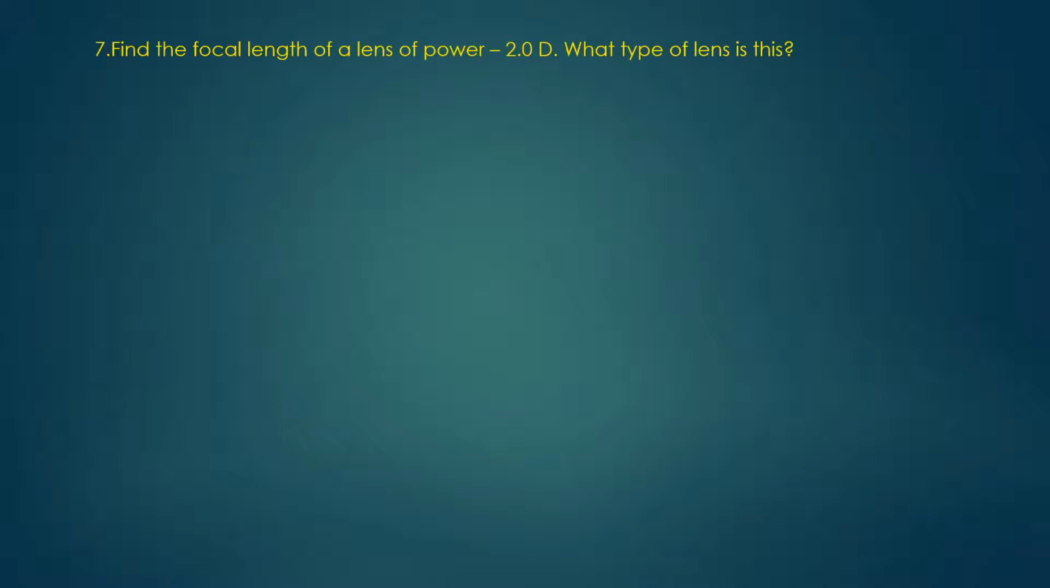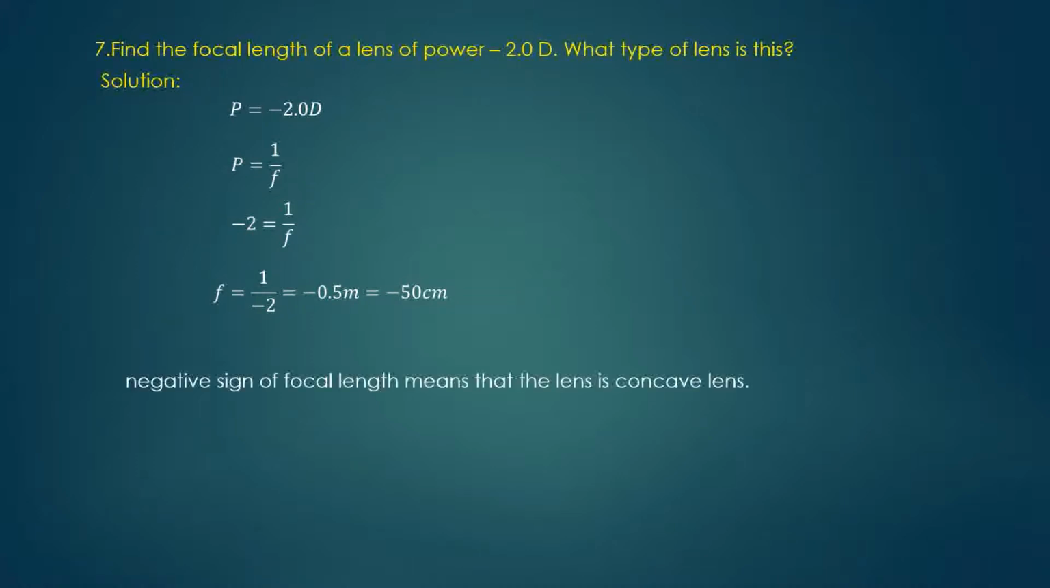Now next question is, find the focal length of a lens of power minus 2 diopter. What type of lens is this? So we know that power is equal to 1 by f. Power is negative. It means when we put the value of P equal to minus 2, f will come out to be negative 0.5 meter, that is minus 50 centimeter. Focal length is negative. So negative focal length is for a concave lens. So our lens will be concave lens.